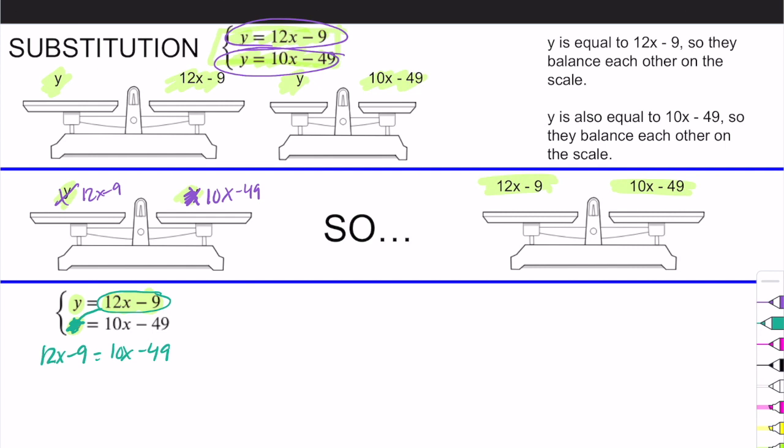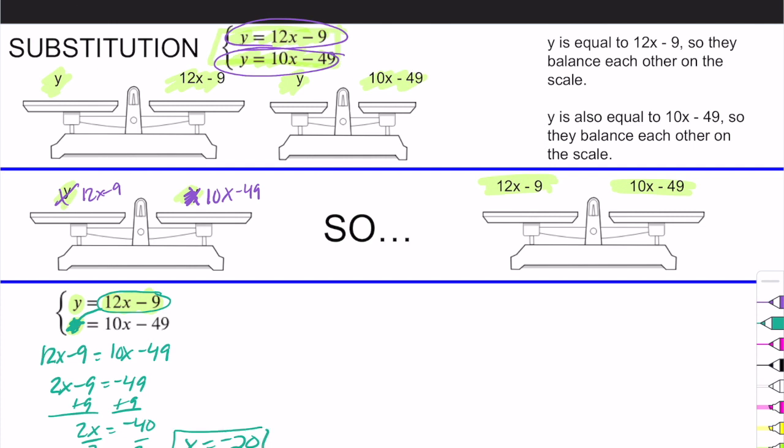We know how to solve that equation. Subtract 10x from both sides. We get 2x minus 9 equals negative 49. If we add 9 to both sides, we get 2x equals negative 40. And if we divide both sides by 2, we get x equals negative 20.